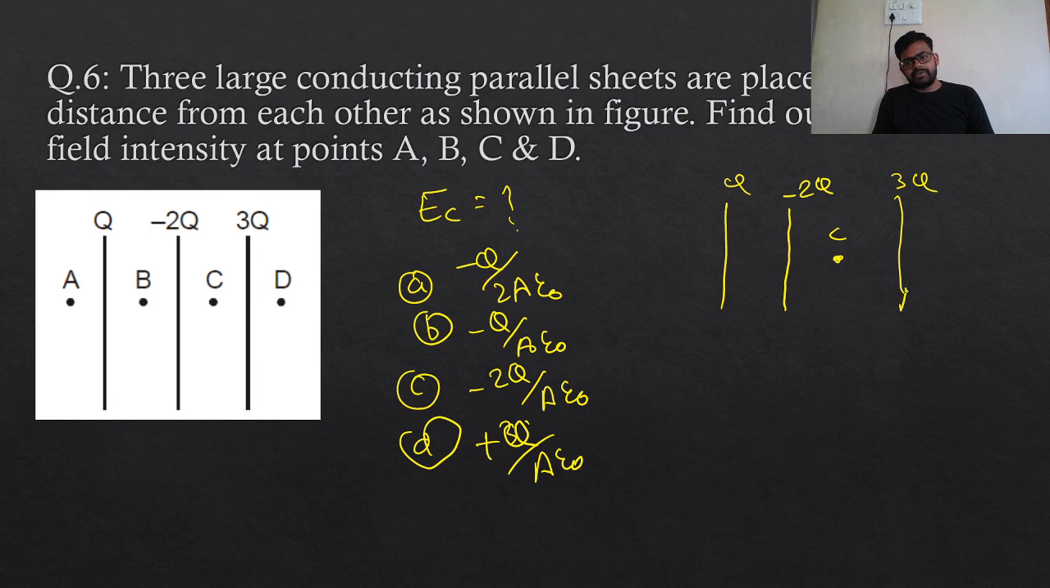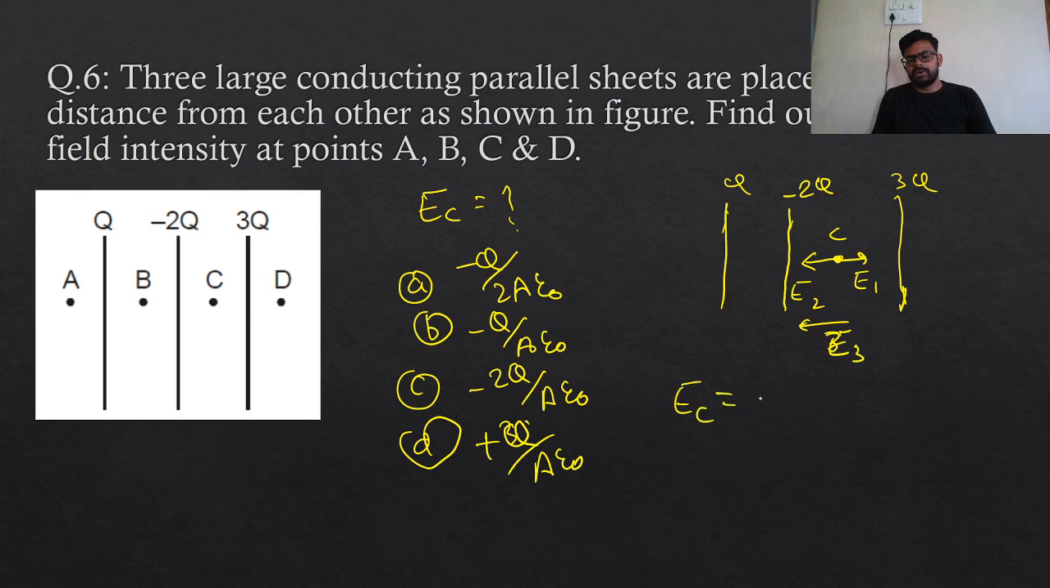So let us start, my dear friends. This was a sufficient time. Because of this positive plate, the field is away from the plate. Because of this negative plate, it is towards the plate. So E1 is like this, E2 is like this, and because of 3q, it is away. E3 will be like this too. Because of positive charge, it is always away from the plate, right? So what will be the answer?